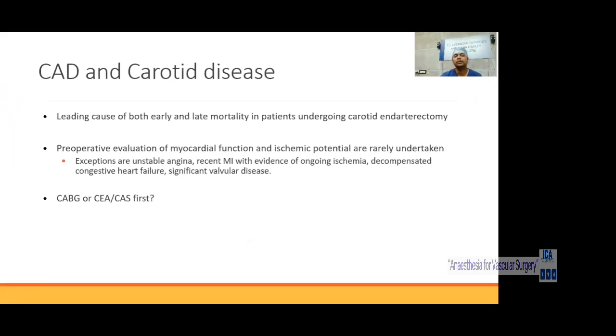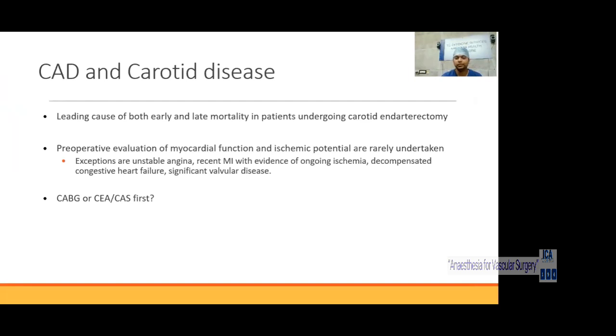Coronary artery disease is a leading cause of both early and late mortality in patients undergoing carotid endarterectomy. But preoperative evaluation of myocardial function and ischemic potential are rarely done, except in patients with unstable angina, recent MI with evidence of ongoing ischemia, or decompensated congestive heart failure, or significant valvular disease.